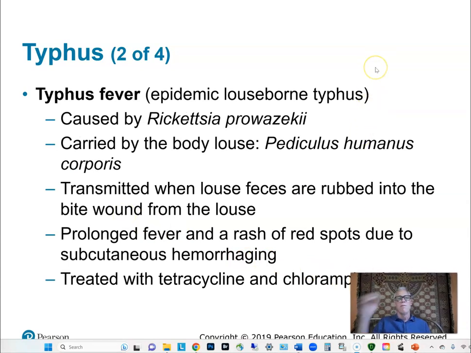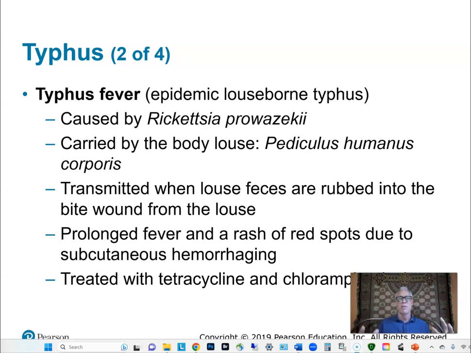Okay, firstly, typhus fever. Epidemic typhus was typically known as epidemic louse-borne typhus, and now they're calling it typhus fever. It's caused by Rickettsia prowazekii, and it's carried by body lice. That's the vector, Pediculus humanus.